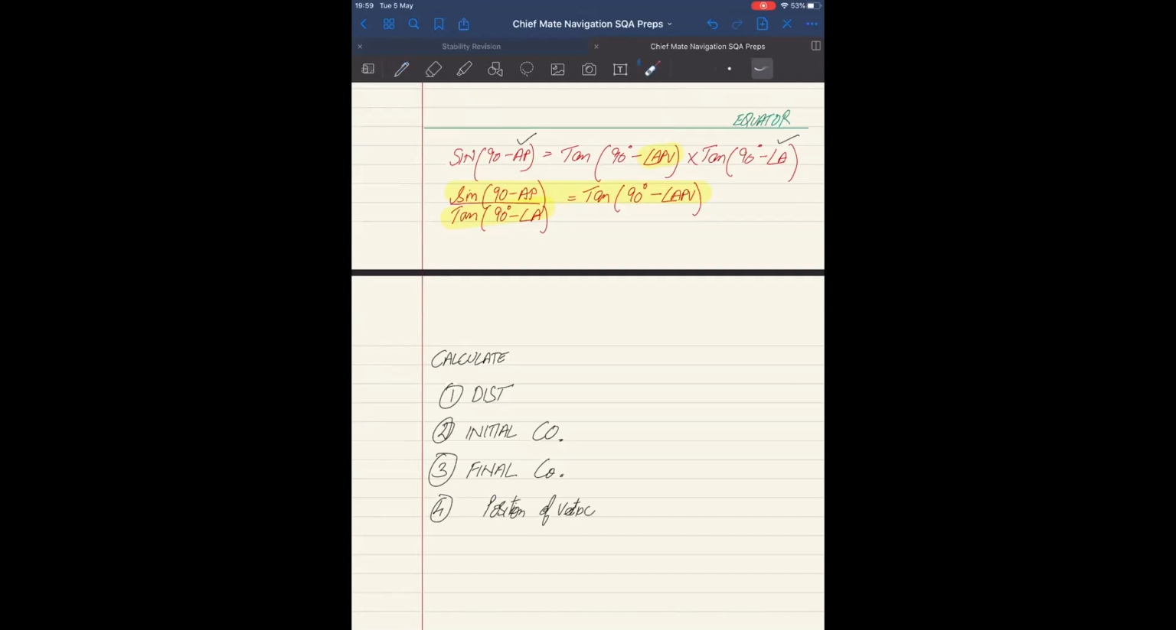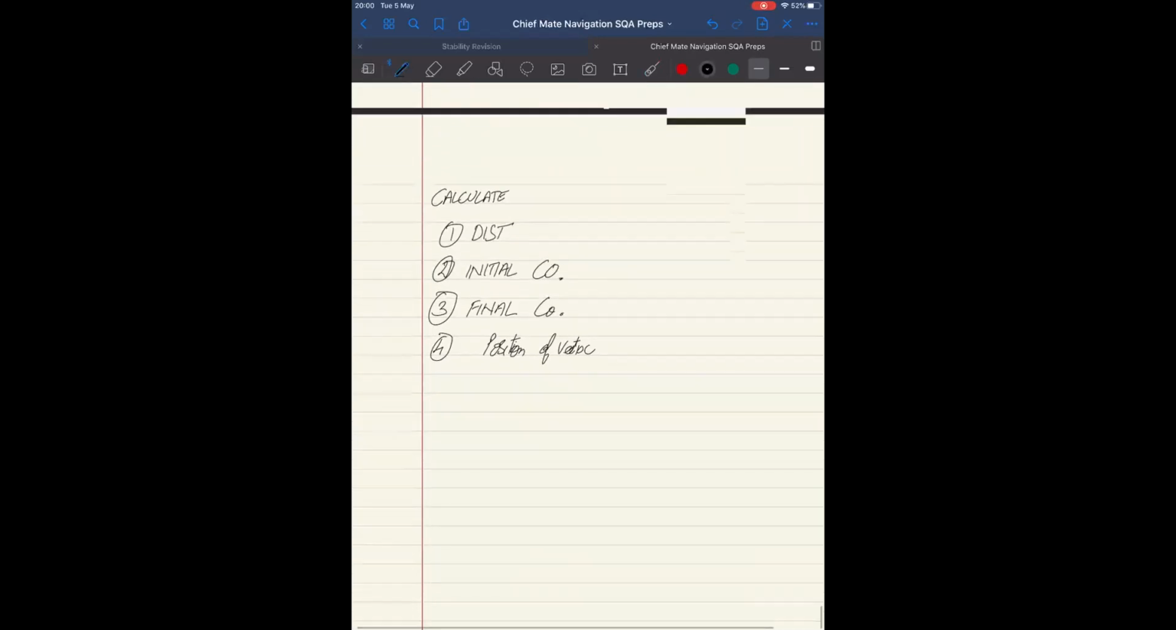So we have already learned how we calculate the distance, how we calculate the initial course with the ABC tables, how we calculate the final course again with the ABC tables, and how we calculate the position of vertex with Napier's wheel. Only these 4 things can be asked from you in an examination, which is either HND or SQA. So you just need to know how to solve for these 4 things. So let's begin solving the question.